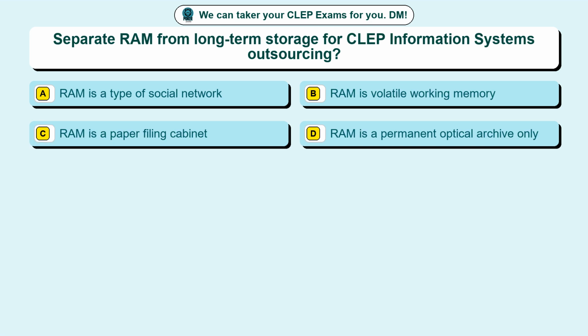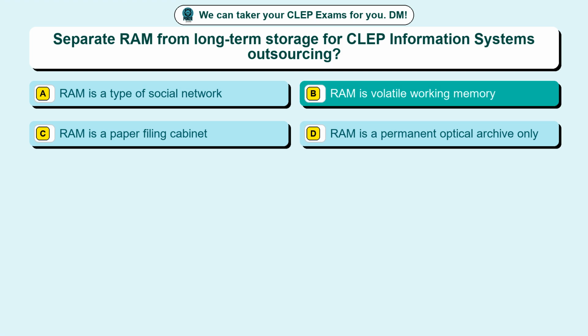Question 52. Separate RAM from long-term storage for CLEP Information Systems outsourcing. Option A. RAM is a type of social network. Option B. RAM is volatile working memory. Option C. RAM is a paper filing cabinet. Option D. RAM is a permanent optical archive only.